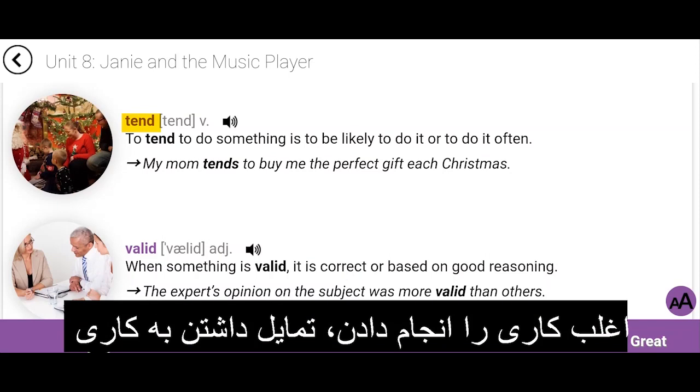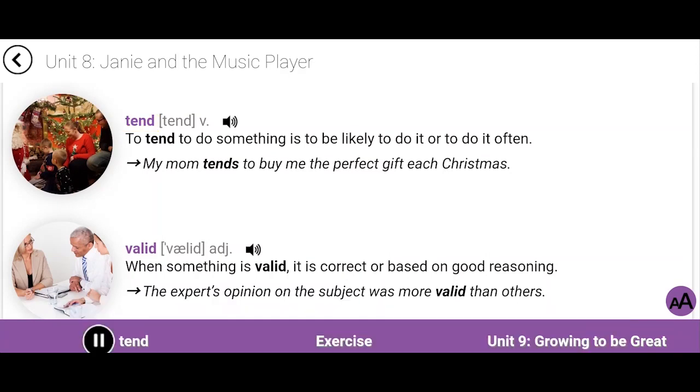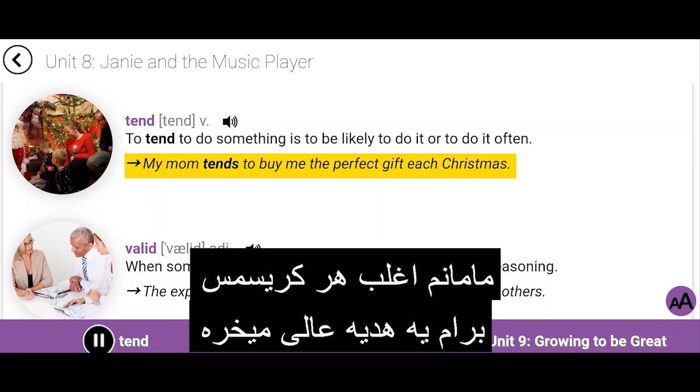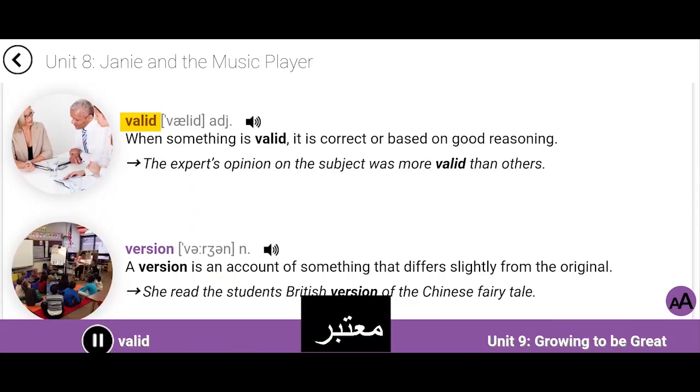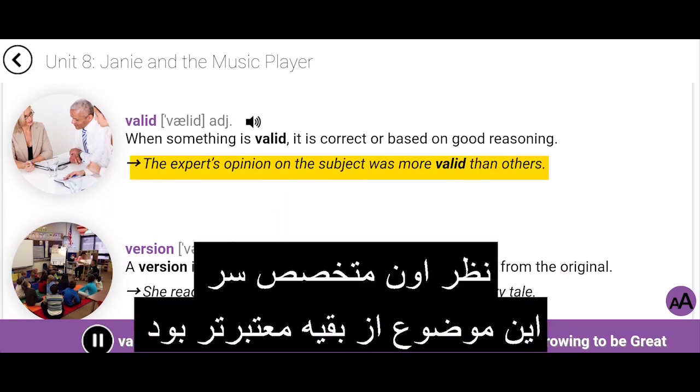Tend. To tend to do something is to be likely to do it or to do it often. My mom tends to buy me the perfect gift each Christmas. Valid. When something is valid, it is correct or based on good reasoning. The expert's opinion on the subject was more valid than others.